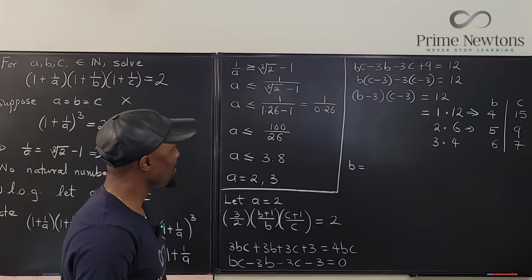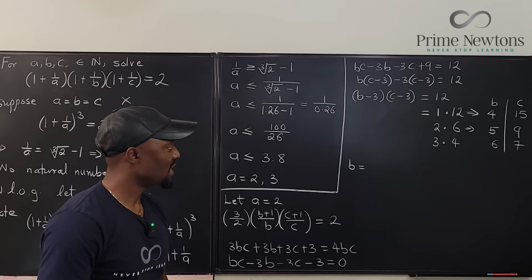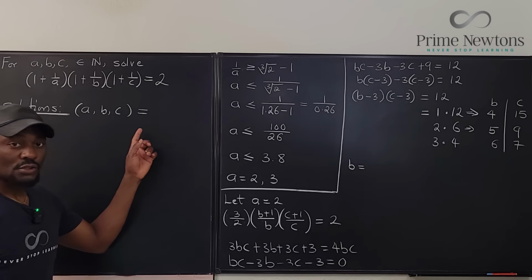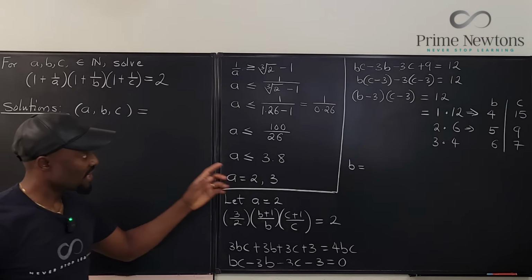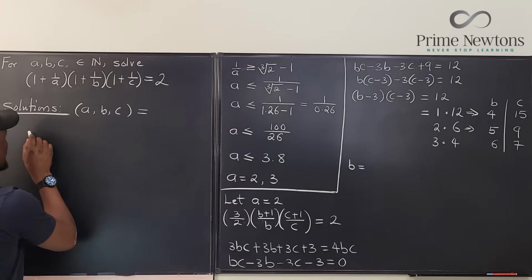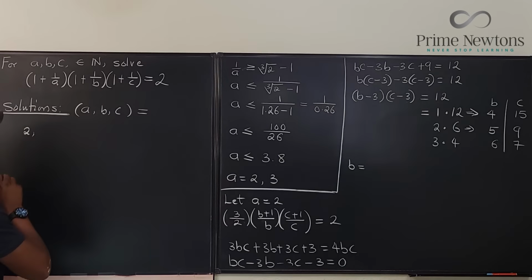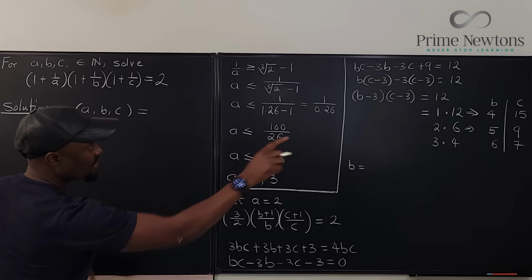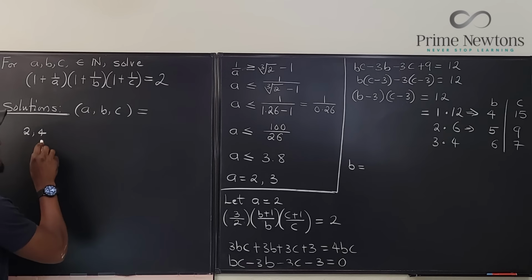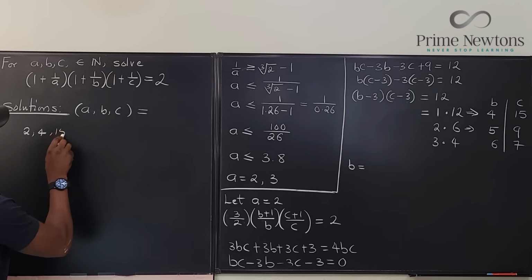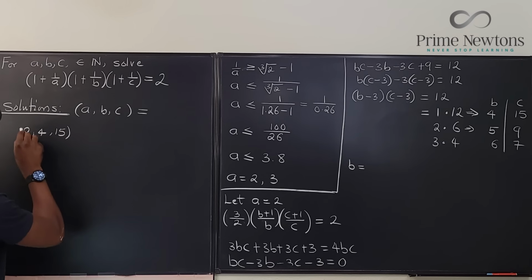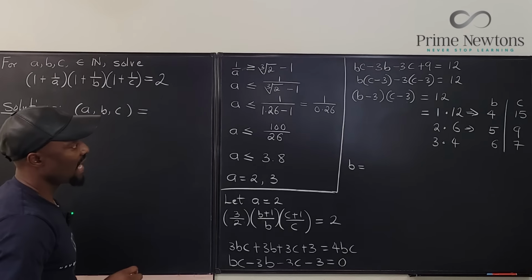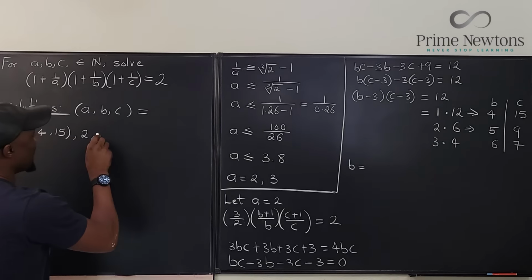You know what I'm going to do? I'm going to erase the board here. So the solutions A, B, and C are going to be that A equals 2, B equals the first one, B equals 4, and C equals 15. So this is the first set of solution. I also have another set. B is 5, so 2, 5, 9.